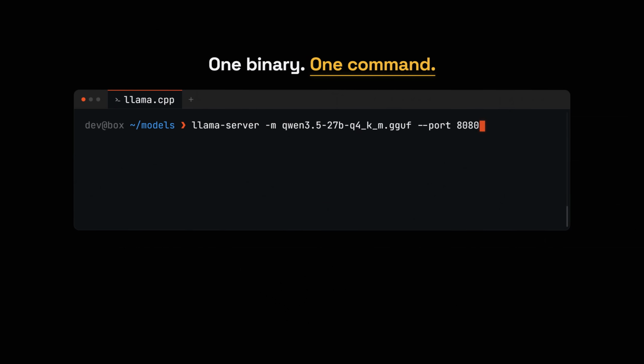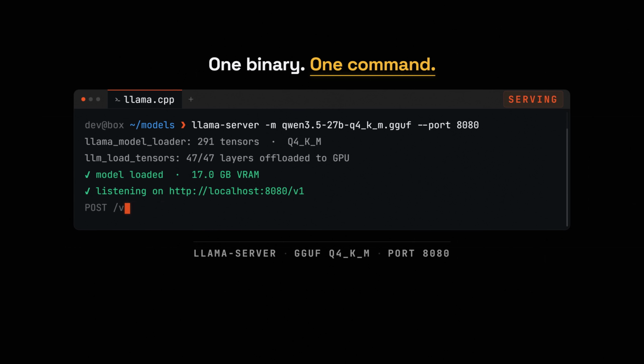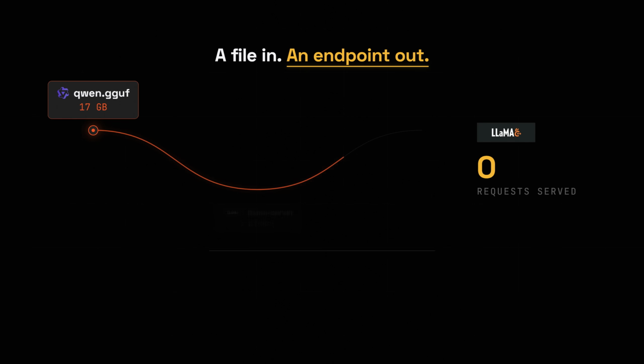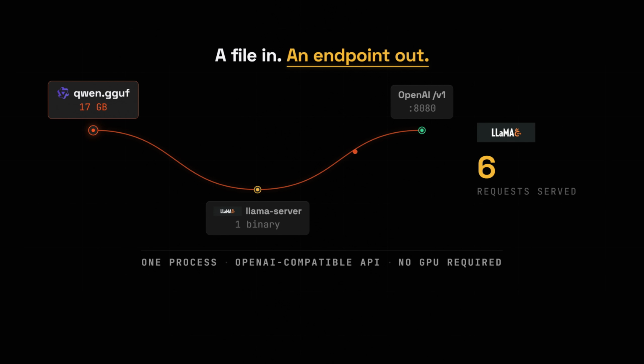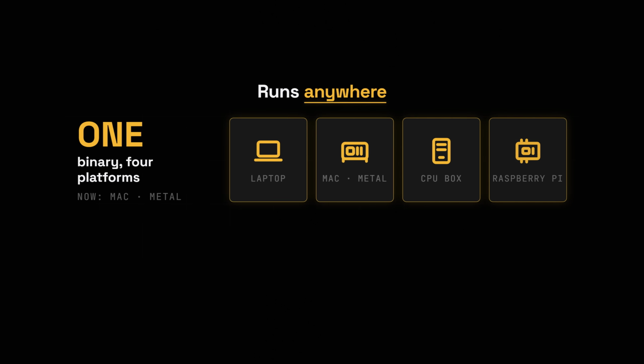Start with llama.cpp because it's the easiest thing in the world. You point llama-server at a single GGUF file and you have an OpenAI style endpoint on localhost. No Python, no CUDA toolkit, no dependency swamp, one C++ binary that runs on a laptop, a Mac over Metal, an old CPU box, even a Raspberry Pi. That portability is the whole reason it exists.